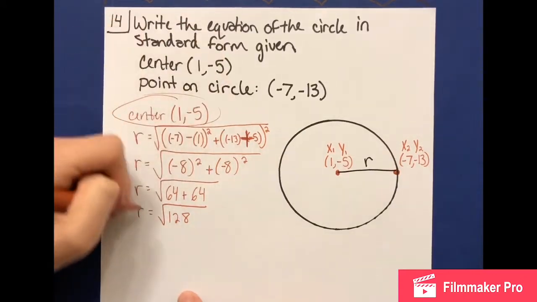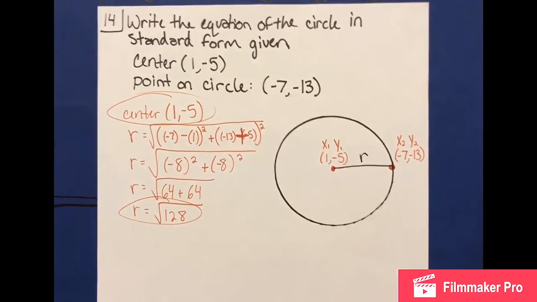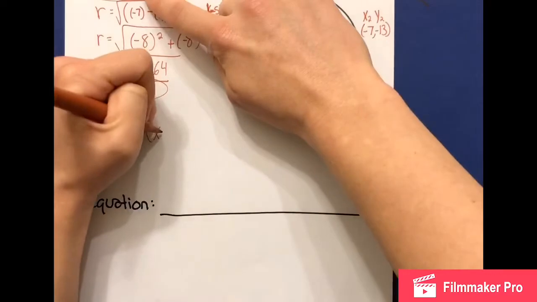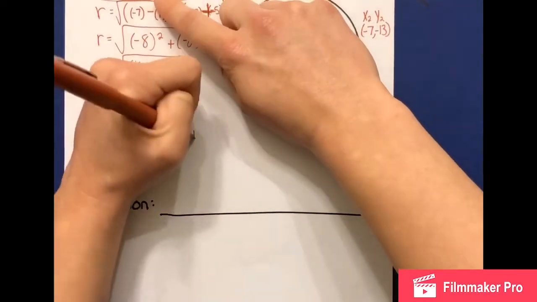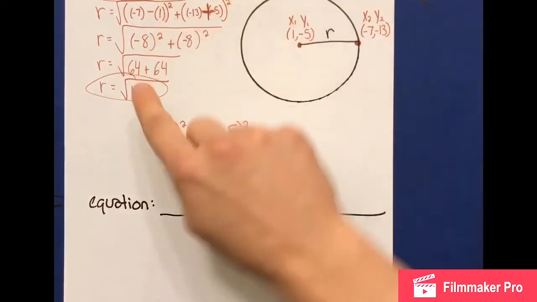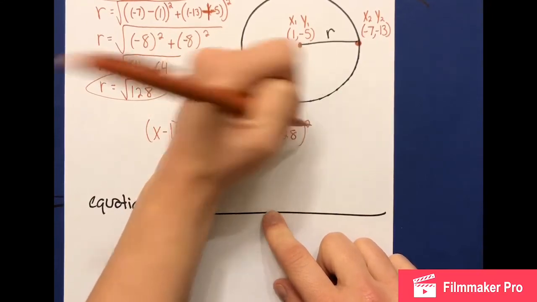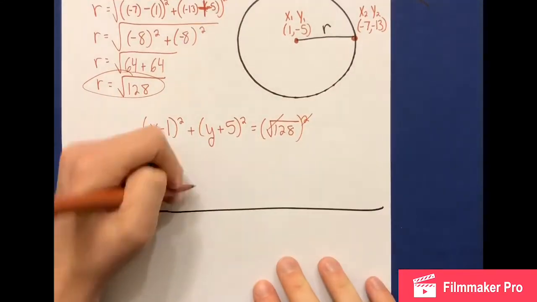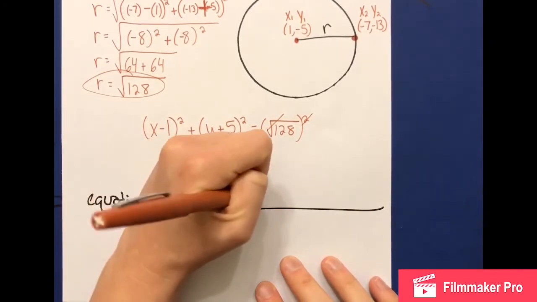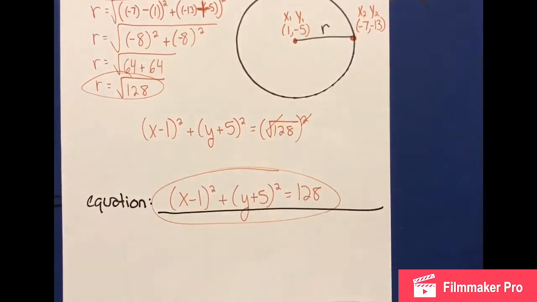I have my center and I have my radius. I'm going to work with these 2. I'm going to plug it into my equation. So here, if I have x minus 1 squared plus y plus 5, remember opposite signs here, equals this thing, which is the square root of 128. We're squaring it. Those cancel out, leaving you with the final equation, x minus 1 squared plus y plus 5 squared equals 128, and that looks beautiful. Okay, moving on.